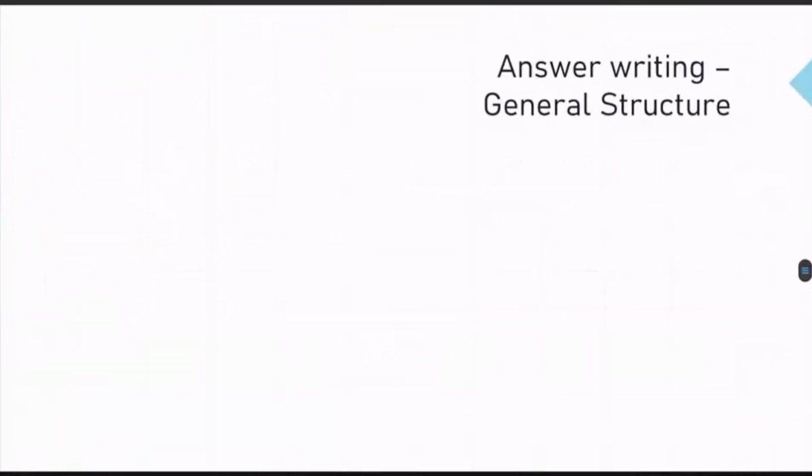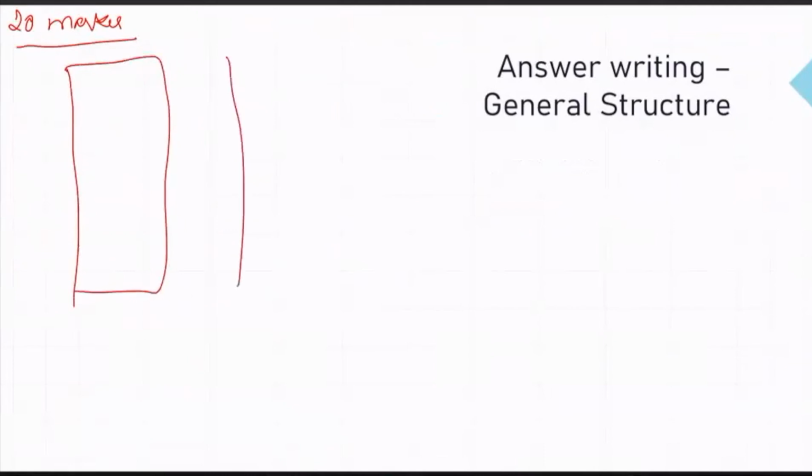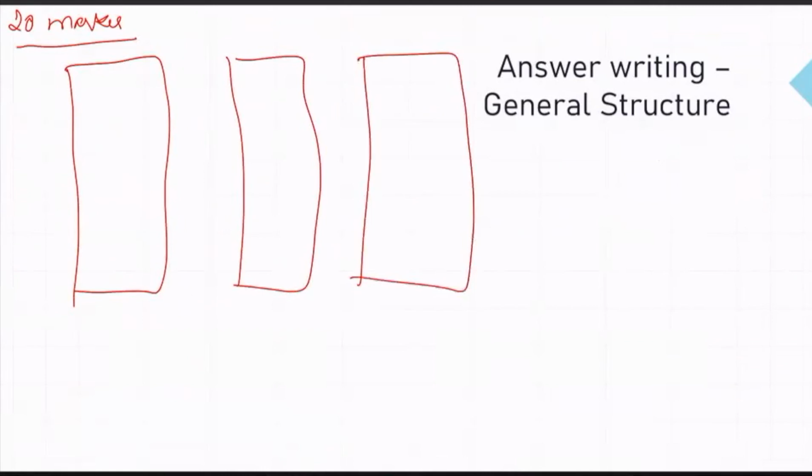I'll explain how you will do this understanding and breaking of the question. Now, what is the general structure of your answers? Suppose you are answering a 20 marker question. So this will be your page. 3 pages you will get. From here to here, there will be the question. You will write your introduction in this particular part. Try to write only 3-4 lines, not more than that.